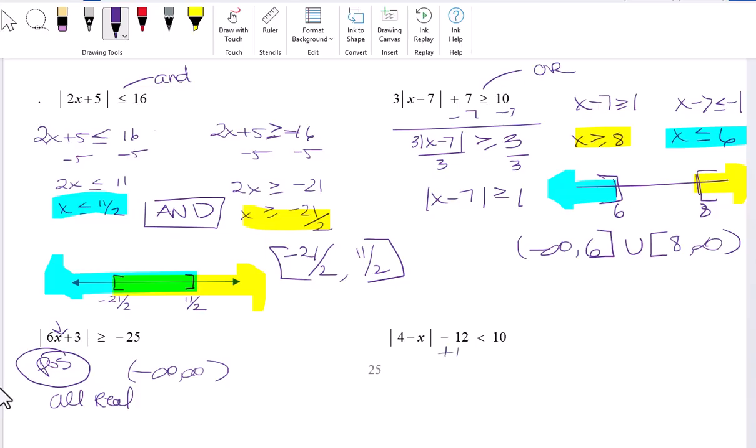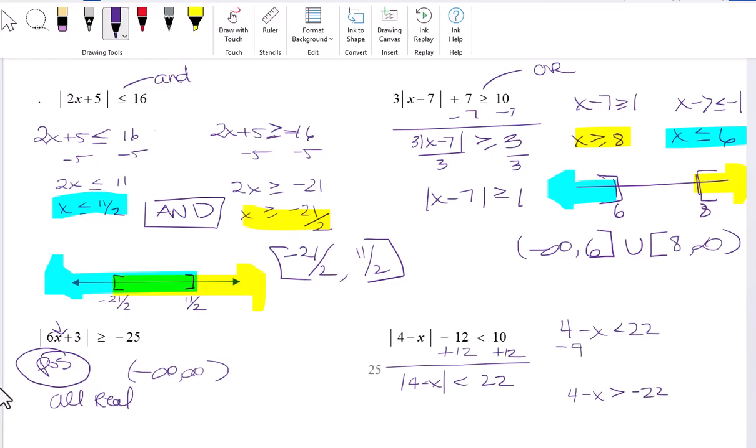So let's look at this one. I'm going to add 12 to both sides, and I want you to think about it. As I set this up, will you have an "and" situation or an "or" situation? And hopefully you said "and", because it's less than. Any situation like that is an "and". So I'm going to write the inequality exactly the way it is. So I have 4 minus x, and then switching the sign and switching the sign.